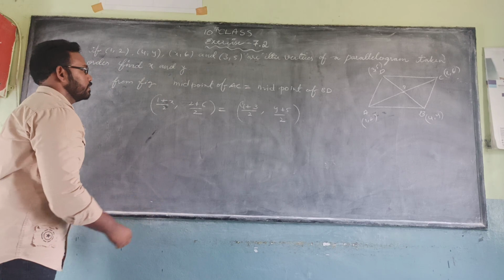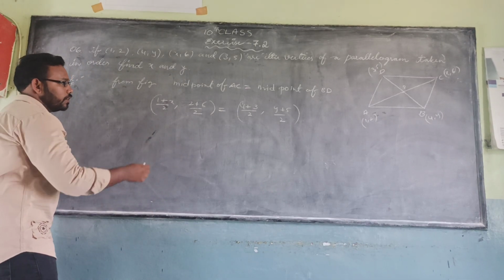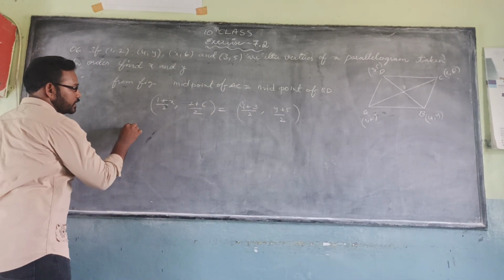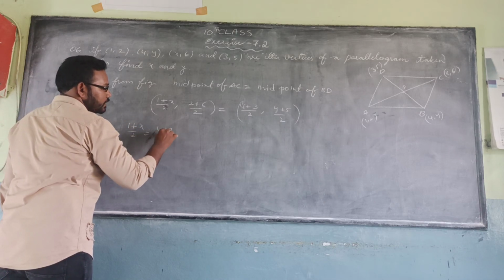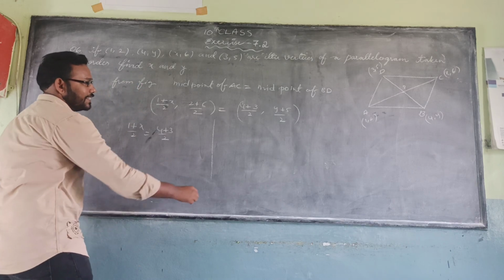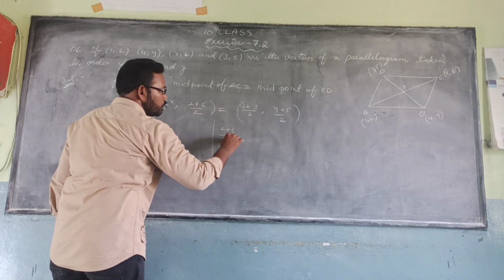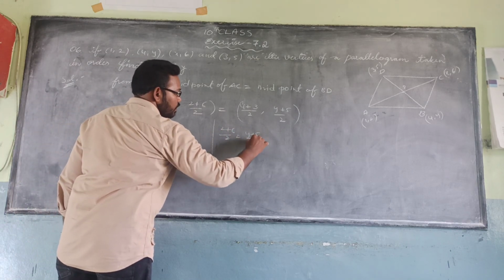So these 2 points are equal. That means x coordinates are equal and y coordinates are equal. If you take first, x coordinates are equal, 1 plus x by 2 is equal to 4 plus 3 by 2. And if you take second, 2 plus 6 by 2 is equal to y plus 5 by 2.